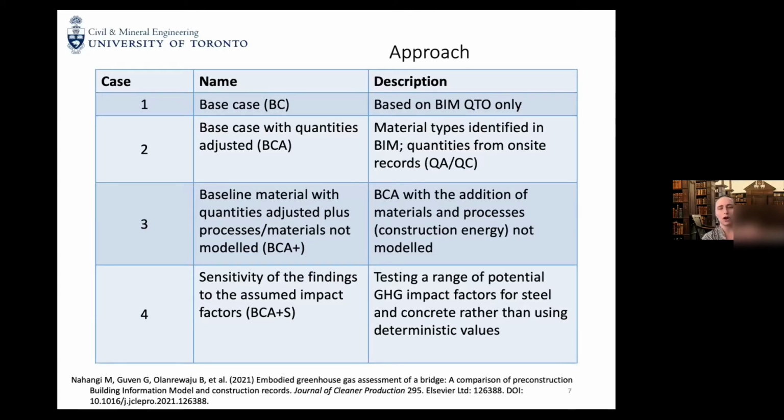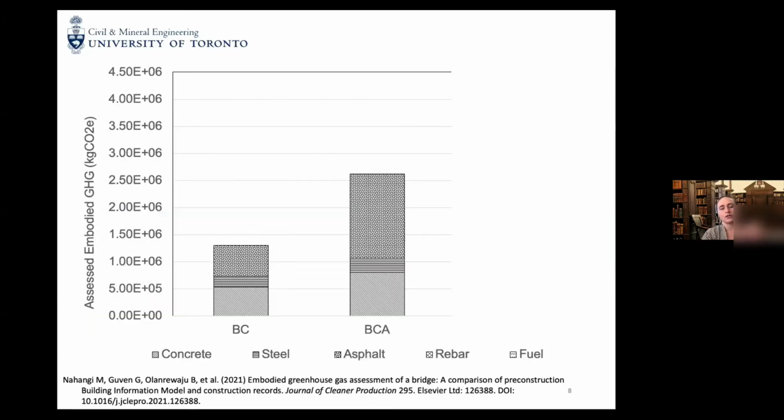Should we use a different concrete? Should we add slightly more additives? And we wanted to see how our uncertainty in how much we use compared to our uncertainty in what type of material. So this is the base case assumption on the left, and you can see it's about 1.25 times 10 to the 6 kilograms of CO2.